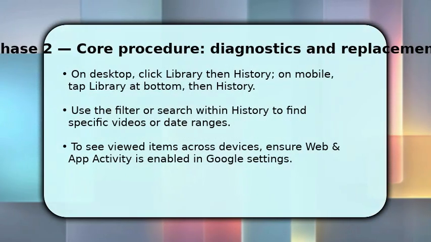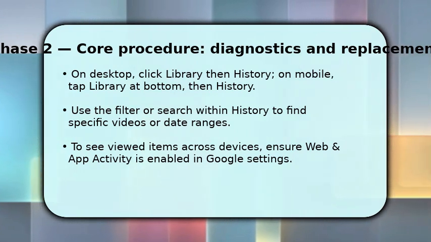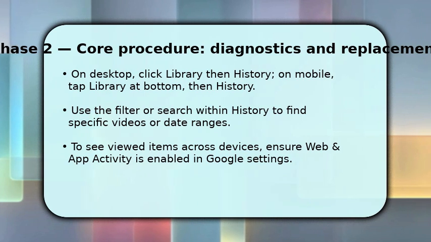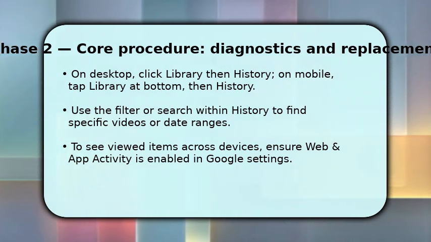Now navigate to Library and select History. On desktop, it's in the left menu. On mobile, it's the Library tab at the bottom. Once there, you can scroll chronologically or use the built-in search box to locate a video by title or channel.